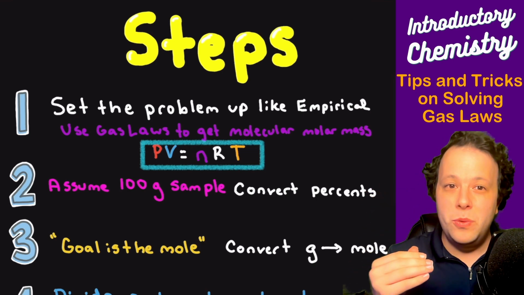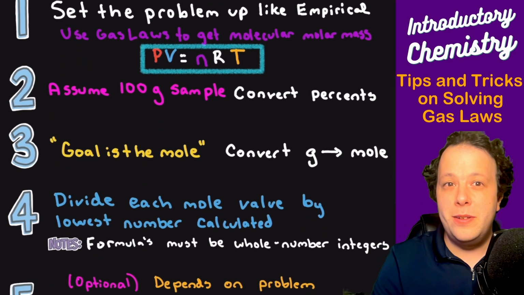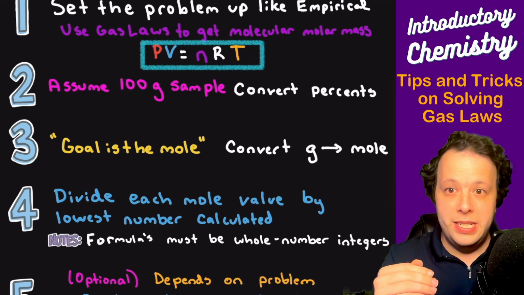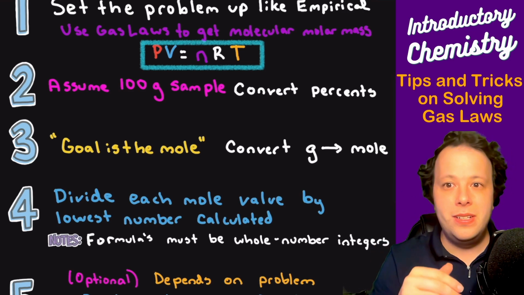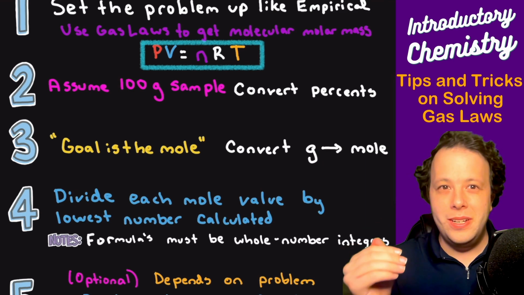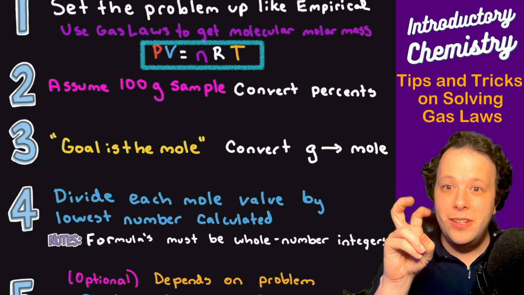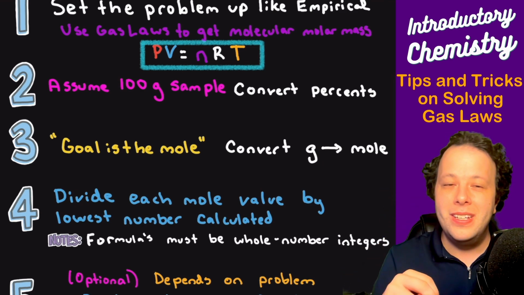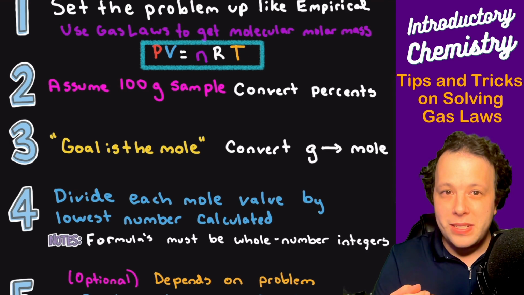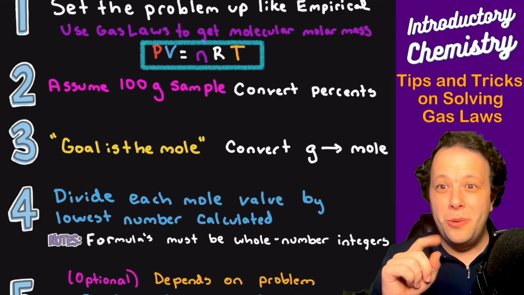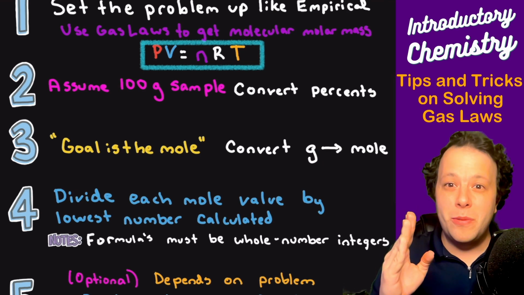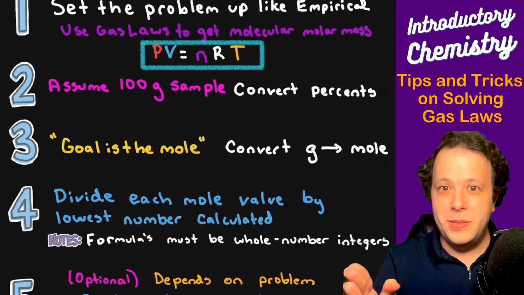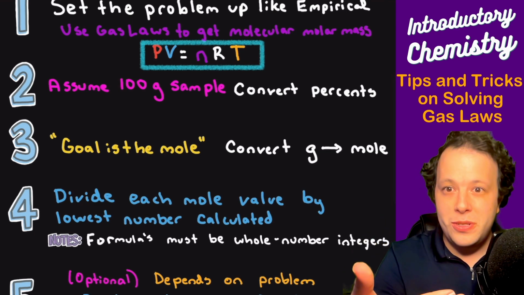Now from there, we will go through our steps of an empirical formula problem. The first thing is that since you were given percents, remember the word percent means out of 100. So we assume a 100-gram sample, so the percents become grams. Then our goal is always the mole, meaning we will go from grams to moles of each of our elements. We had carbon and fluorine in this problem. We will convert both of those to moles.